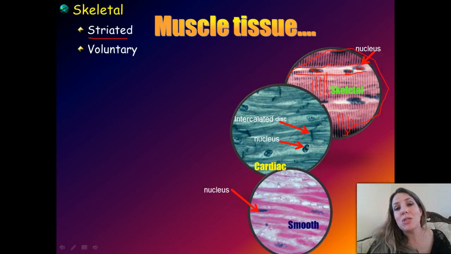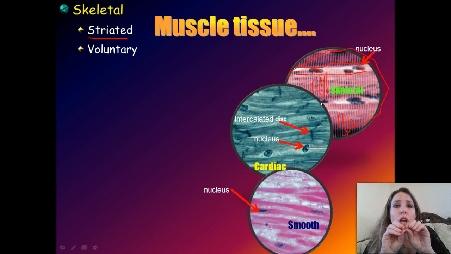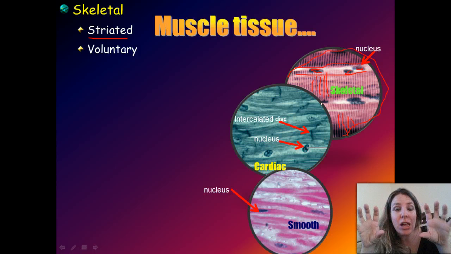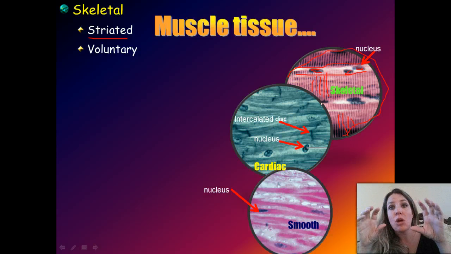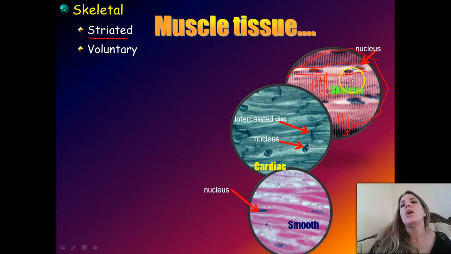So striated muscle cells are multinucleated. That means they have more than one nucleus in each cell. And because the striated tissue pushes everything towards the edge of the cell, just like what we learned about adipose tissue pushing the organelles and the nucleus to the edge of the cell membrane, that's what's happening here. These nuclei are pushed up against the edge of the cell membrane. And same thing here. So that's skeletal muscle tissue.